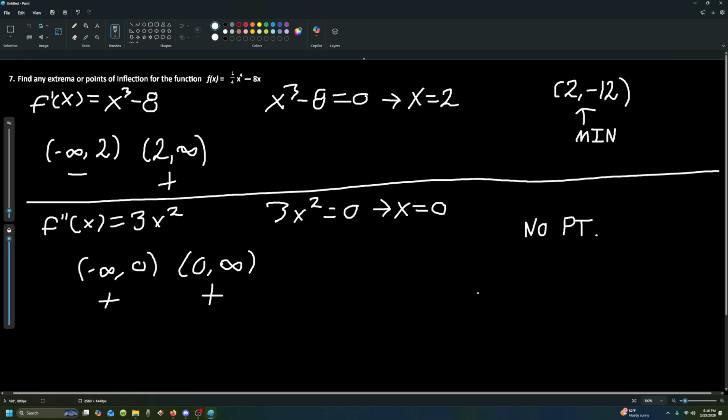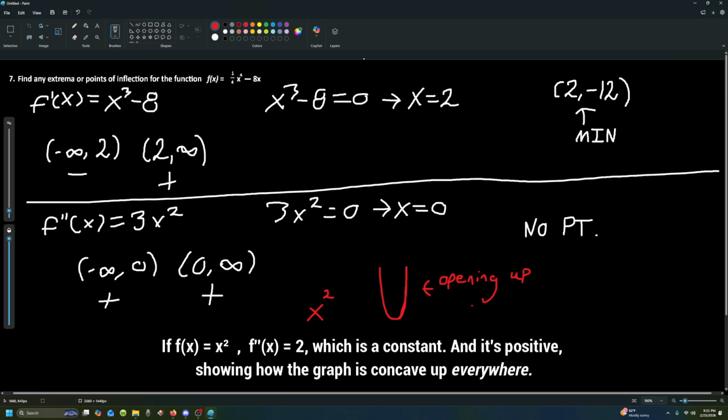Now you might be asking, well, how does that make any sense? Well, when you have a function like x squared, this is the best example that I can think of, the graph looks something like this. That's my attempt at a parabola. It's always opening up. That's why it's always concave up. When you solve for f double prime of x, you just get a constant that's positive.